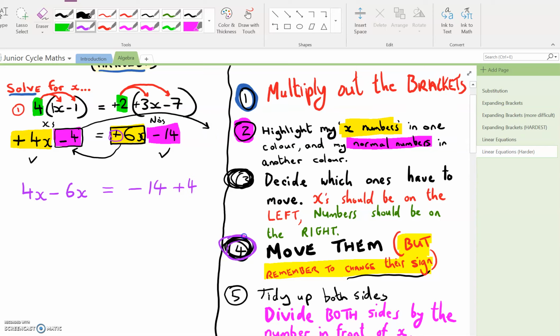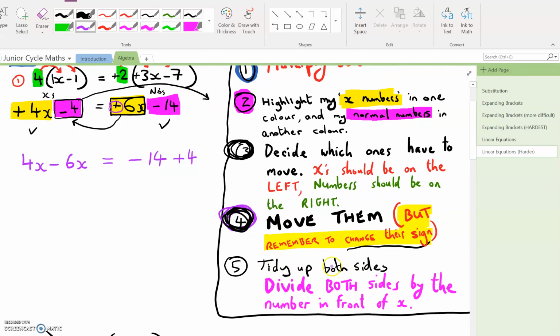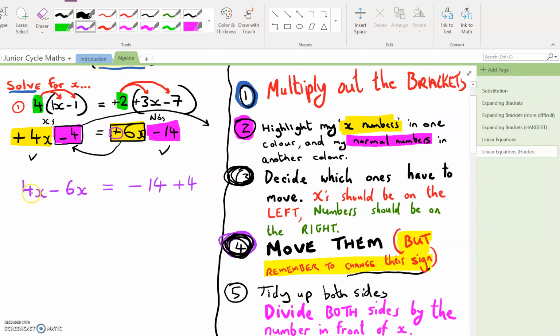What's the next bit? Divide up both sides. Sorry, tidy up both sides. Tidy up both sides. Okay. 4x minus 6x is minus 2x. I did that on my calculator. Minus 14 plus 4. I just typed that straight into the calculator. I get minus 10.